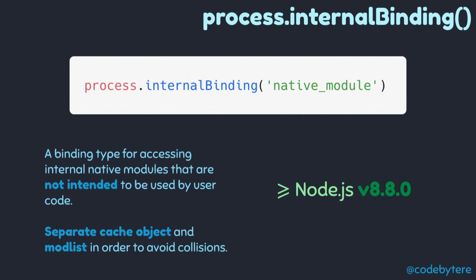First, we look towards process.internalBinding, which is a binding type in Node that allows for accessing internal native modules that are not intended to be used by user code. It was added in Node v8.8.0 and maintains a separate cache and module list in order to avoid naming collisions. However, as you can see by the name, we quickly determined that this was not for us, and that attempting to use it would involve the sorts of nasty hacks and patches that we try to avoid as much as we can.